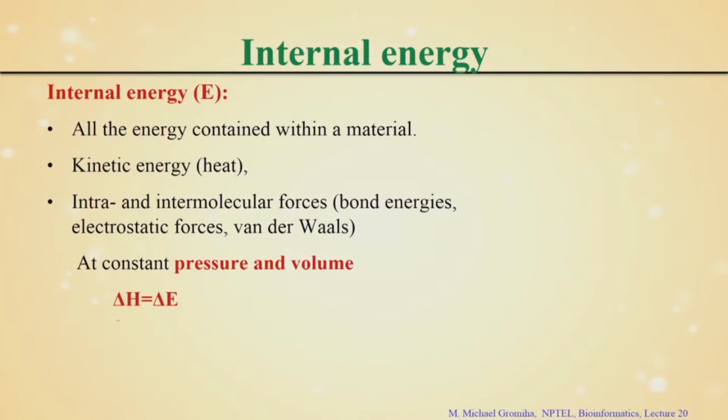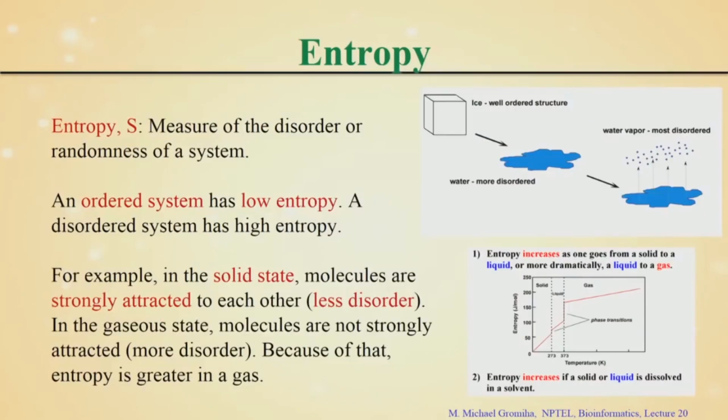Internal energy represents all the energy contained in the material, for example kinetic energy, or intramolecular interactions like bond energy, electrostatic energies, van der Waals forces and so on. At constant pressure and volume, delta V equals 0, so delta H equals delta E. You can represent delta H as the internal energy of the system, that means the different types of interactions.